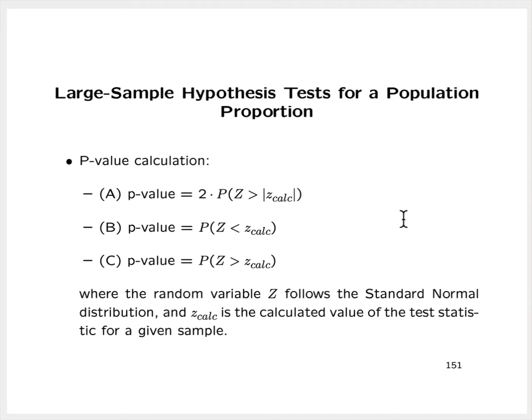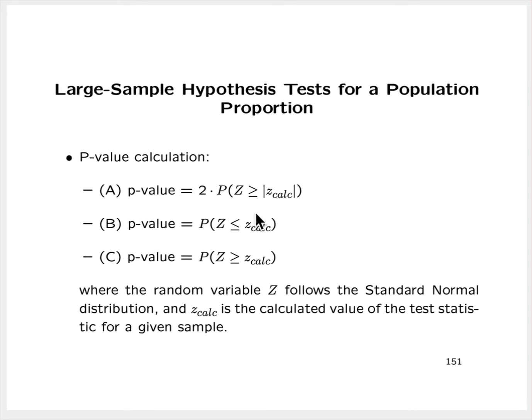And then we have formulas for the p-values. And so if we are performing a two-tailed test, then the formula for the p-value is twice the probability that a standard normal random variable is greater. Actually, this should be greater than or equal to. Let me fix that real quick. Okay, so that's been fixed. So make sure that you make that fix in your notes.